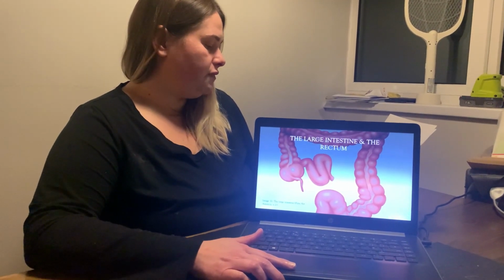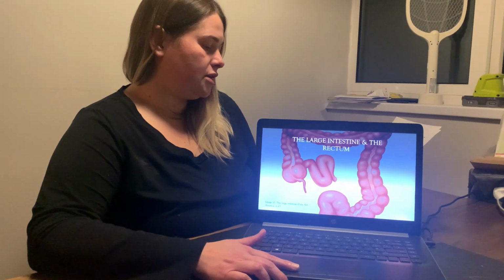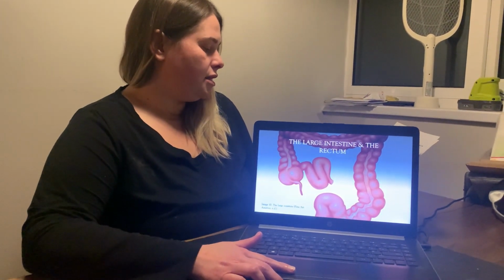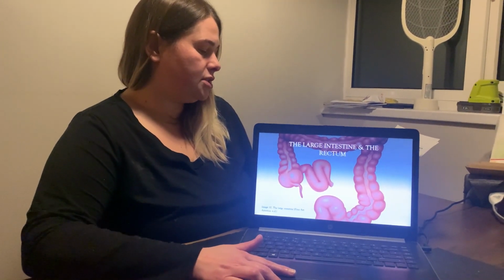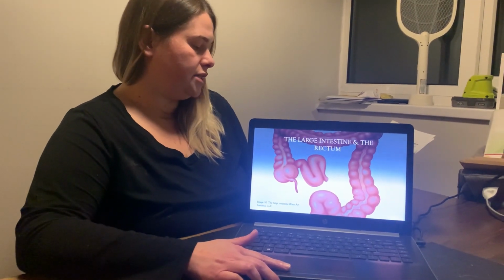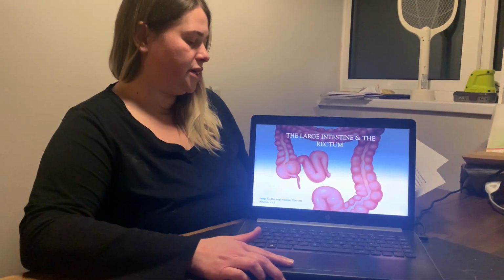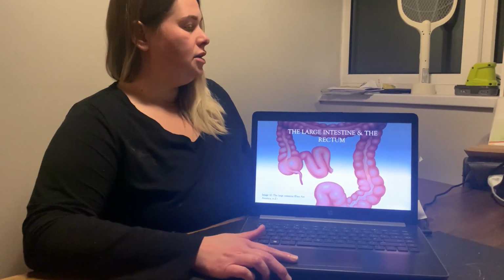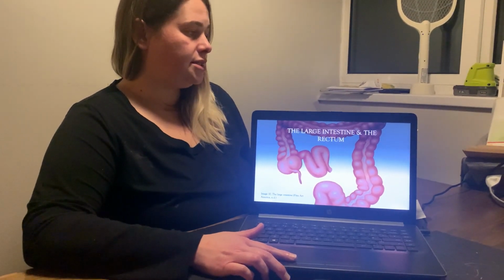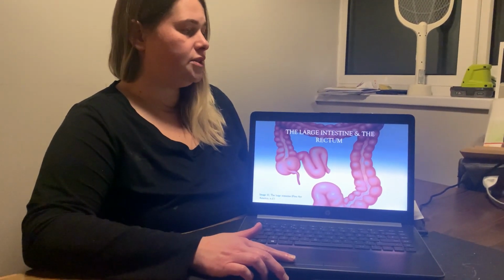It performs the duty of further absorbing water and nutrients and converts food into feces. The large intestine is considerably larger than the small. By converting food into feces, it absorbs vitamins produced by the bacteria in the gut. Chyme will enter the large intestine from the small intestine via the ileocecal sphincter.